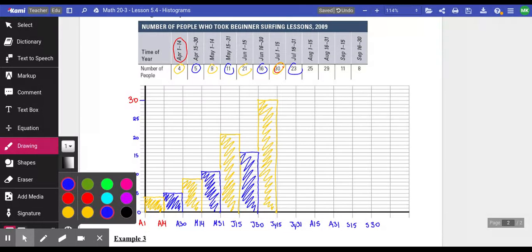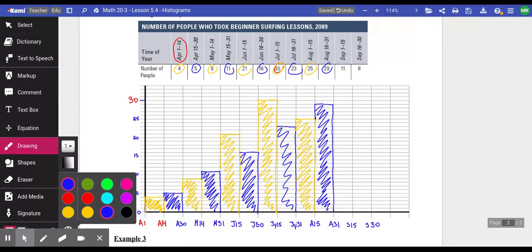Then we got 23. 25. 29. 11. And then down to 8. Awesome.